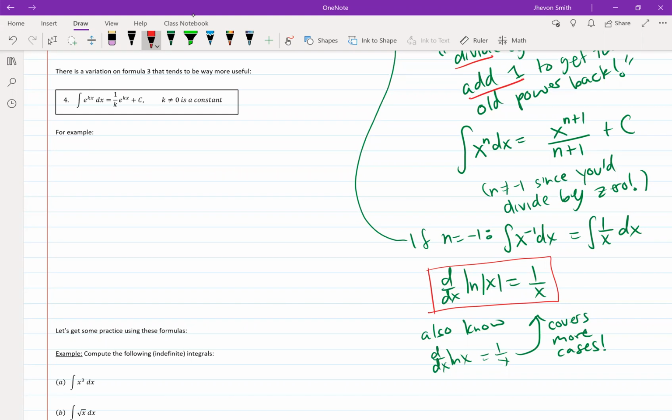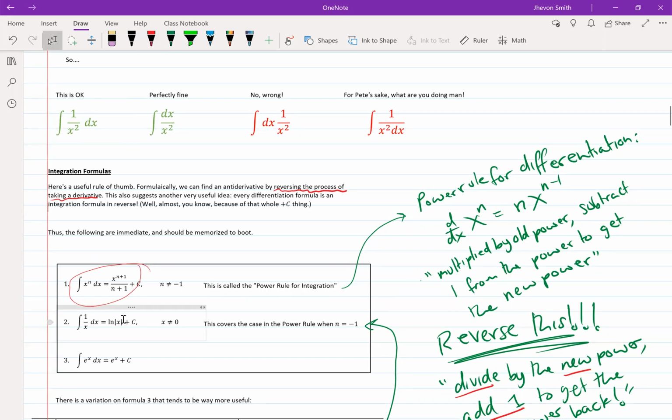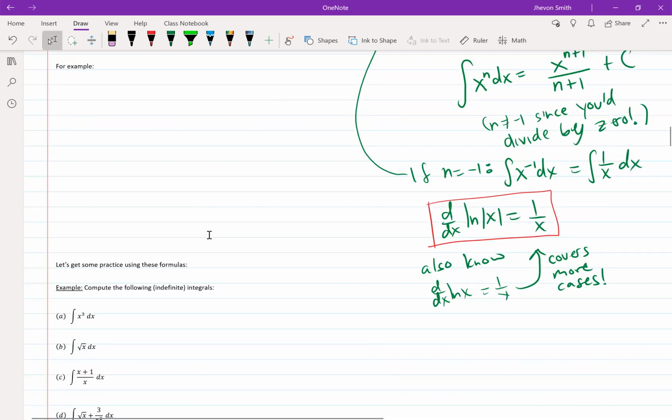So once your power is negative 1 and you're not allowed to divide by n plus 1, it's just an ln. Again, this comes from the idea that we can figure out the formulas by reversing the process of taking a derivative. Because I know the derivative of ln x gives me 1 over x, the antiderivative of 1 over x gives me ln of absolute value of x. The absolute values are actually pretty important.